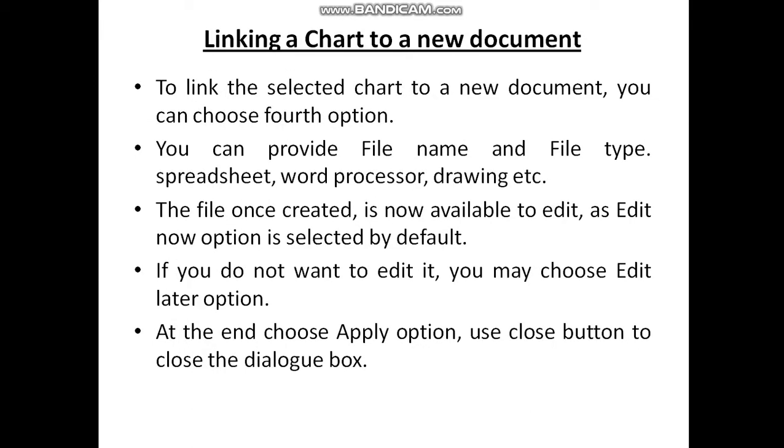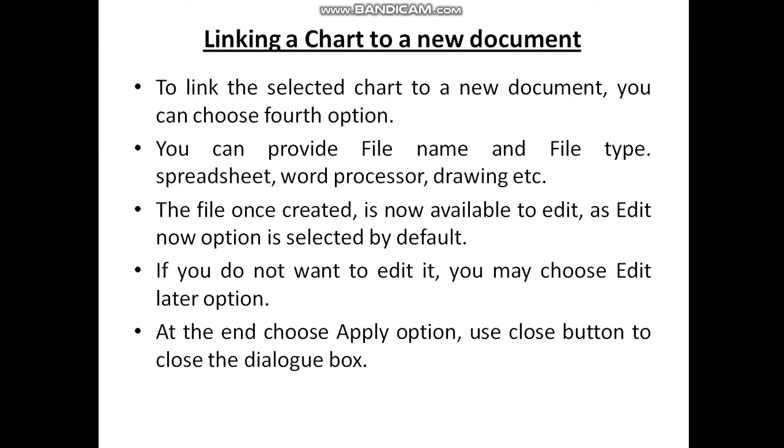Next, linking a chart to a new document. When you want to link a chart with a new document, the fourth option is available, which is a new document. To link the selected chart to a new document, you can choose the fourth option. You can provide the file name and file type: spreadsheet, word processor, drawing, etc. Suppose your type of file is a drawing, then choose the type as drawing.